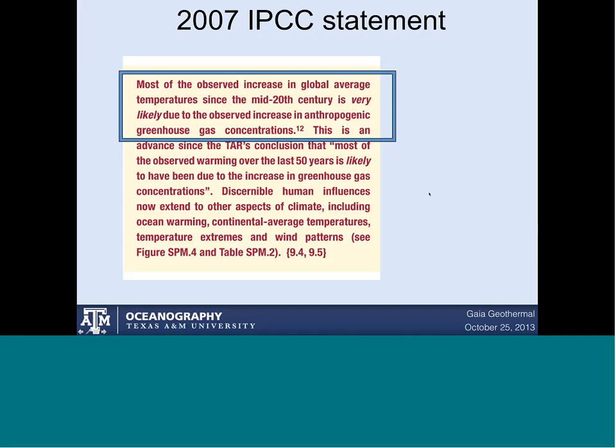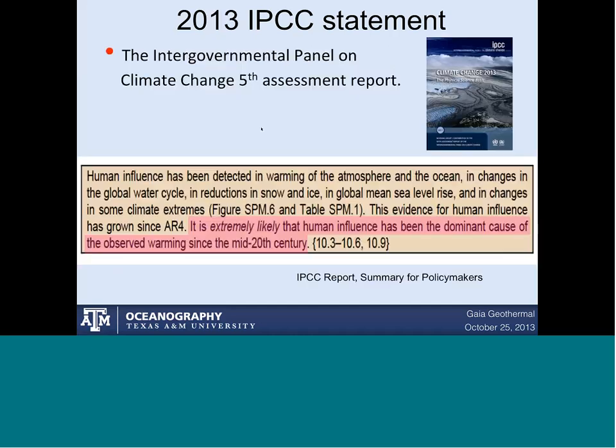Then in the fourth report in 2007, their language got stronger. They're saying that it's very likely that many of the observed trends in warming since the mid-20th century are due to anthropogenic greenhouse gas concentrations rising over that same time period. And then finally, the last report that's just coming out this year finally gets to the point where they're ready to say it's extremely likely that human influence has been the dominant cause of observed warming over this time period.